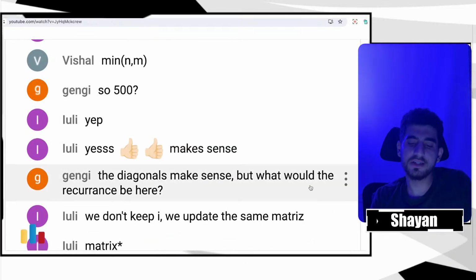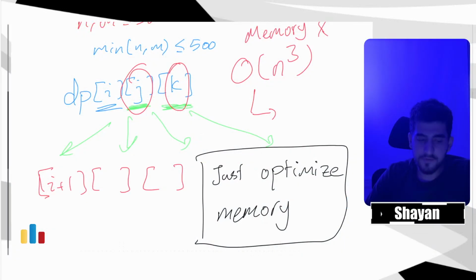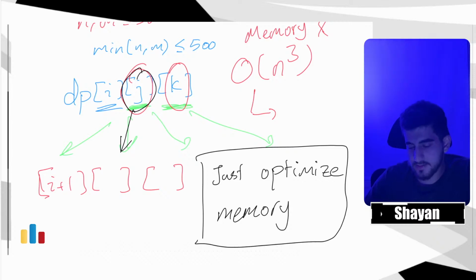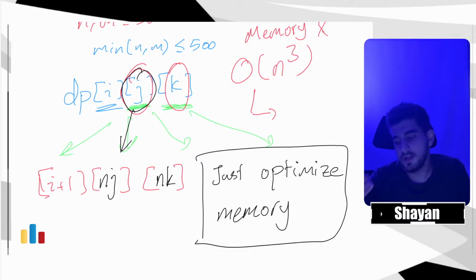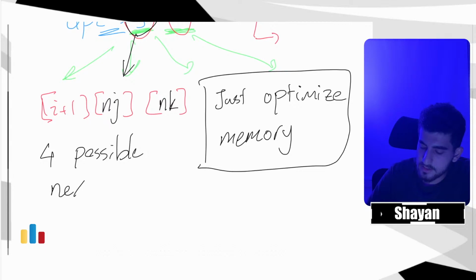The diagonals make sense, but what would the recurrence be here? Well, the recurrence is that, as I said, from j there are two next cells that we can be in. So nj has 2 possible values, and also nk has 2 possible values. So the next j and the next k have 2 possible values. So we have 4 possible next states.